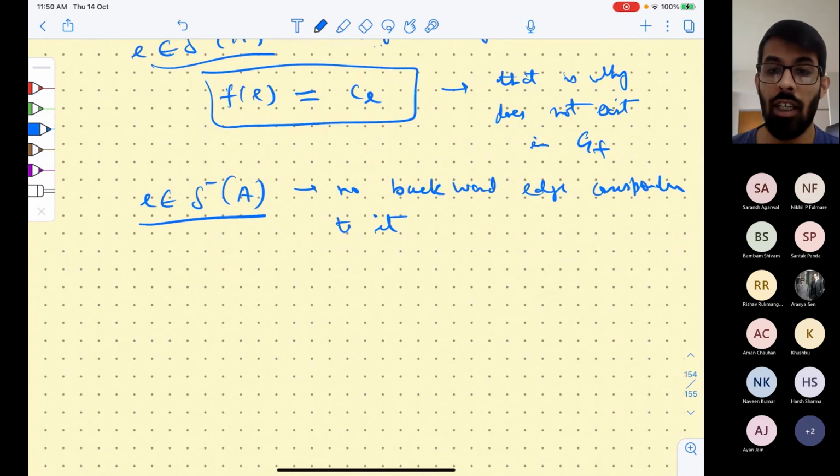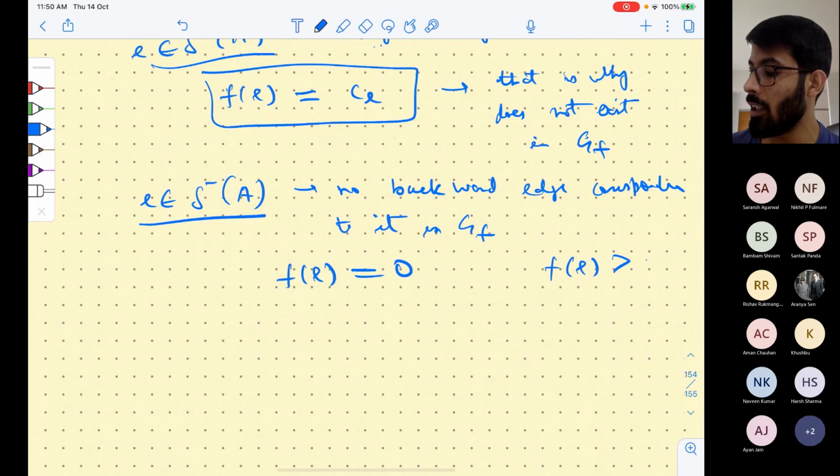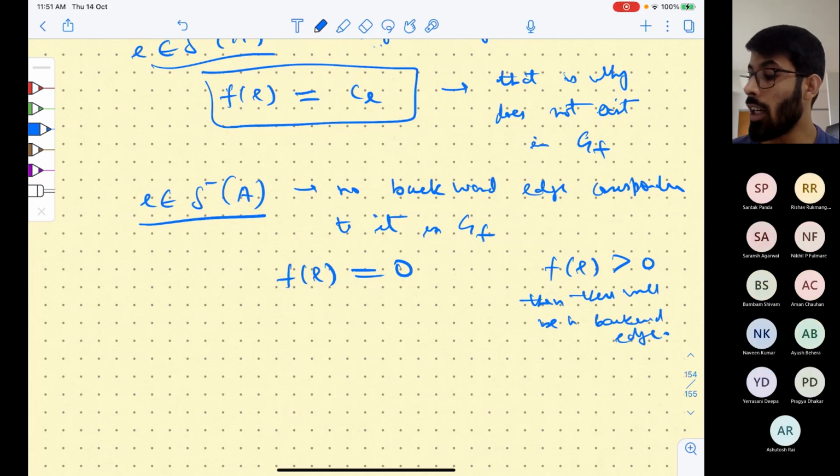Okay. And what does it mean if there is no backward edge corresponding to something? Can someone say? When there is no backward edge in the graph GF, what is the F value? When F of E is equal to 0. Because if F of E is greater than 0, then there will be a backward edge. Right. So what does it mean?